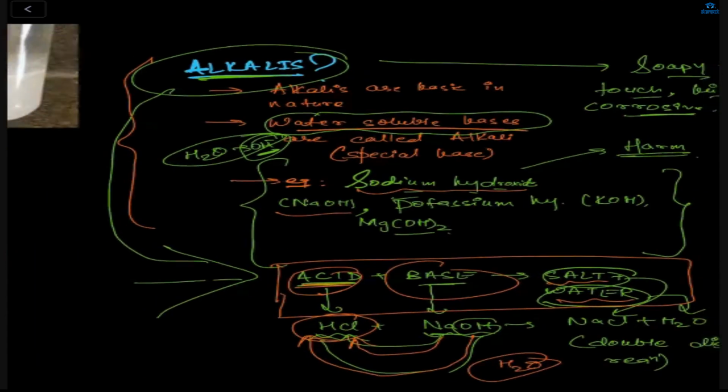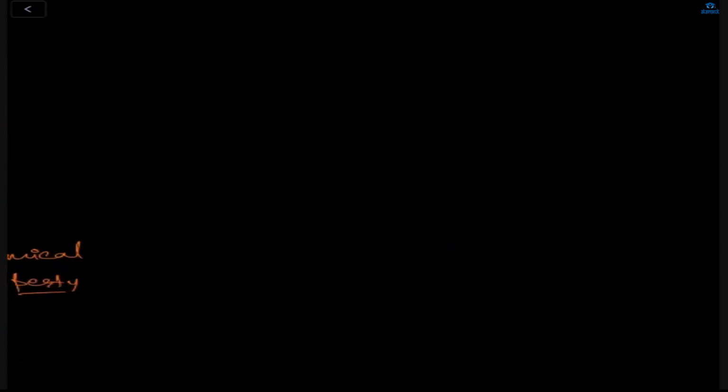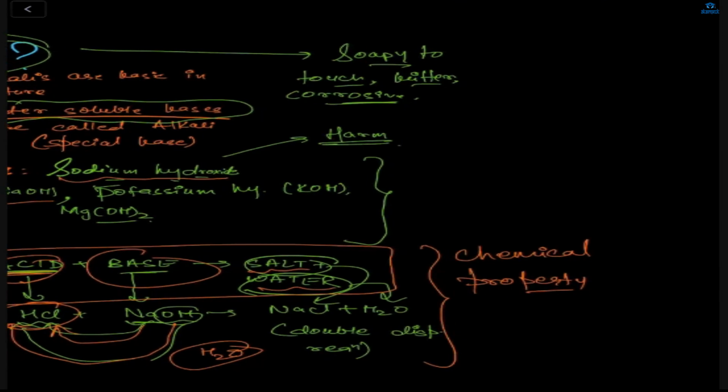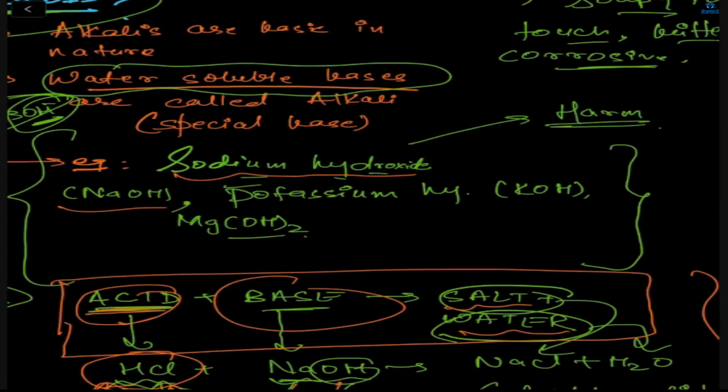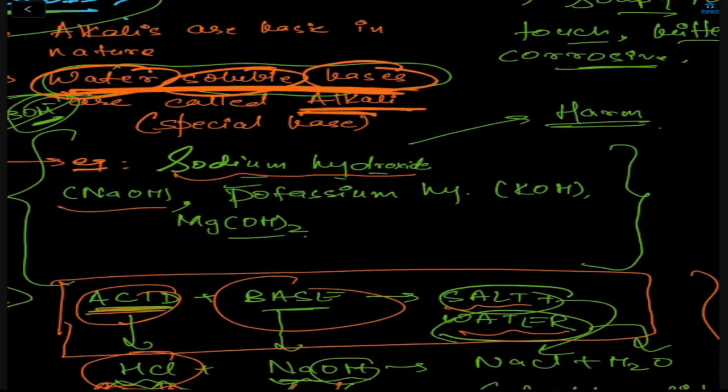Why two types of alkali? Okay. Tell now, what's the nature of this alkali? Ma'am, it's basic. It's bitter, soapy to touch, and corrosive. And what is the example? Why are we saying that water soluble bases are called the alkali? Why are we writing this point? Water soluble bases are called alkali.